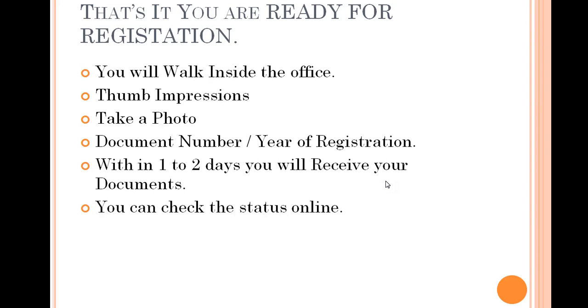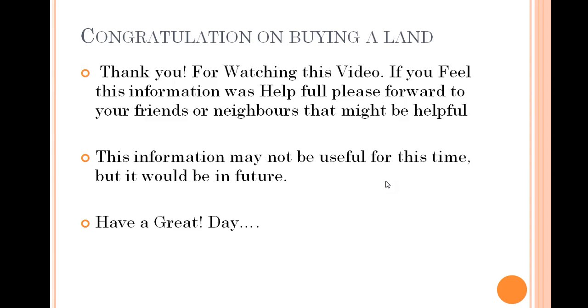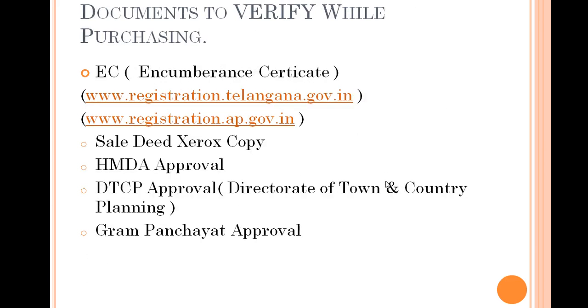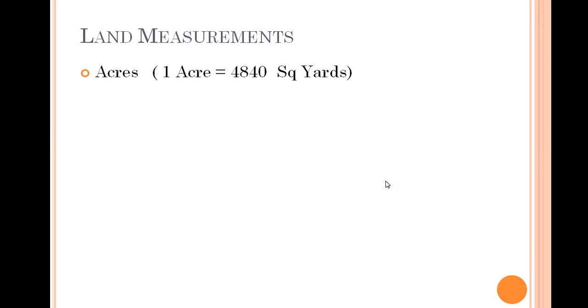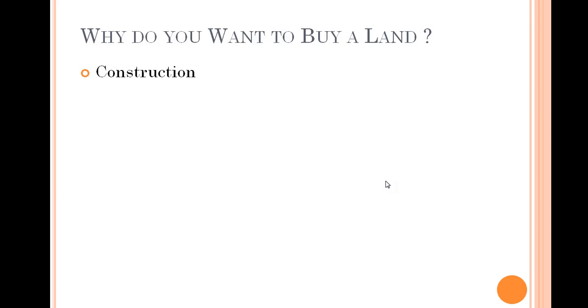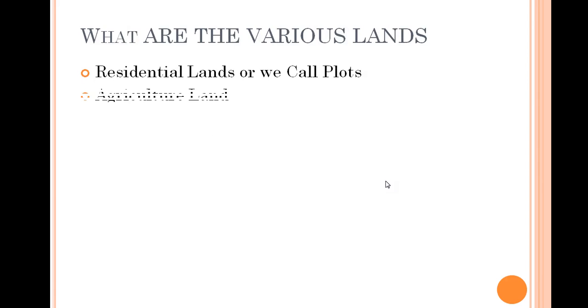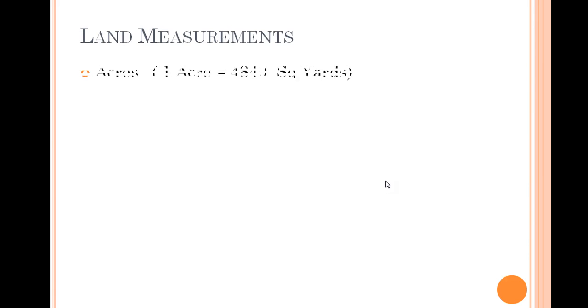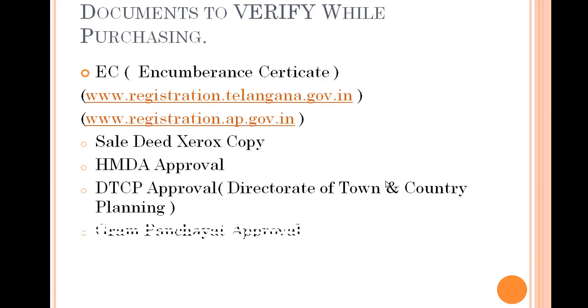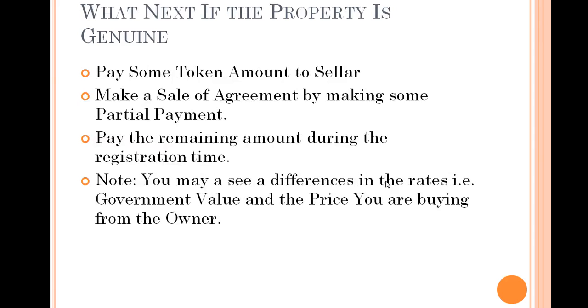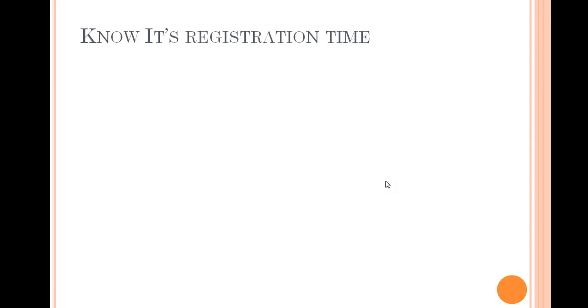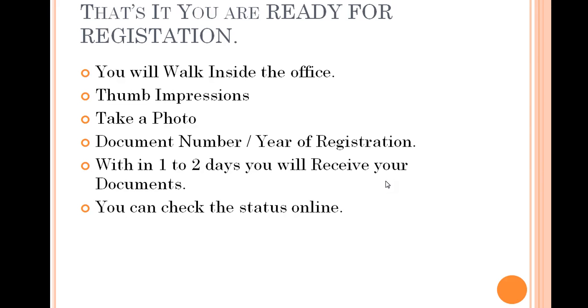Okay, that's it. Congratulations on buying a land. In this way you can buy your land. Just to recap, these are the different things you have seen: types of lands, residential, agriculture, industrial, land measurements, documents that need to be verified, how to verify the documents, and what you need to carry at registration time.